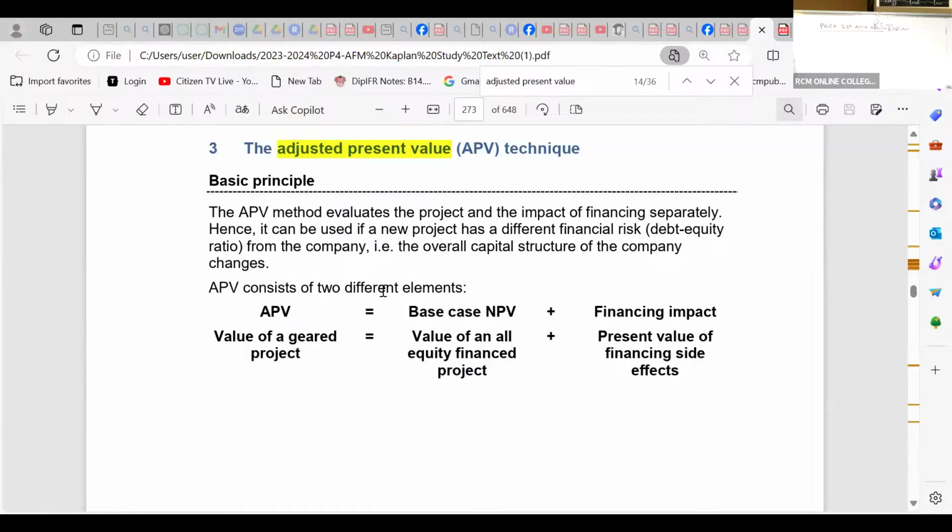So APV consists of two different elements. We have APV value of a geared project equals base case NPV plus financing impact, which will be the present value of financing side effects. Listen. Whenever they want us to give them APV, ladies and gentlemen, this is the easiest topic. You'll be able to have it.